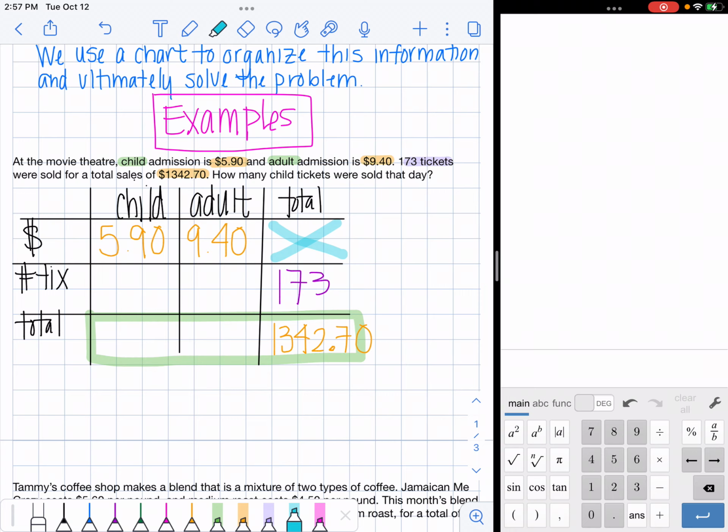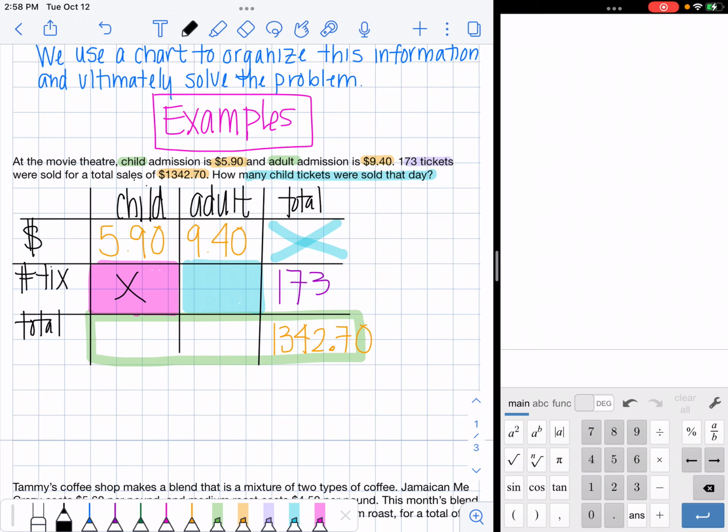It's the last problem. The other thing that we have to think about is the next part we're going to try and fill in, which is number of tickets. Now they ask me how many child tickets were sold that day. I don't know. I'm going to call that X because that's what I'm trying to find. So that's what I'm going to call my variable.